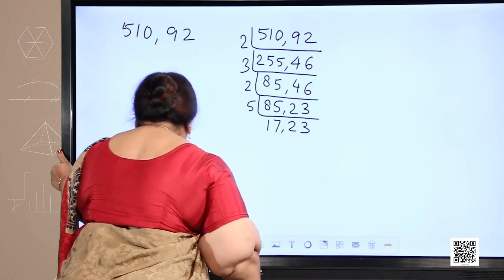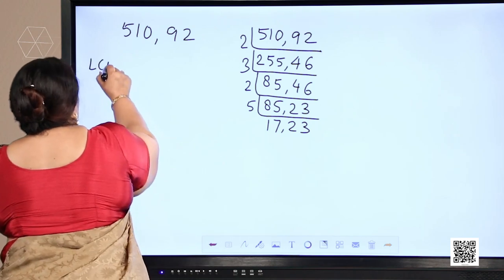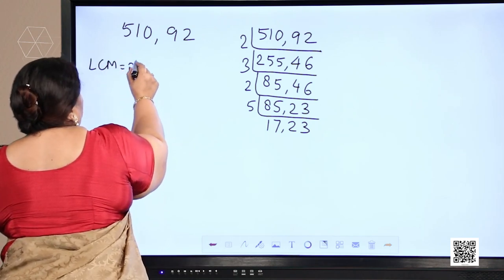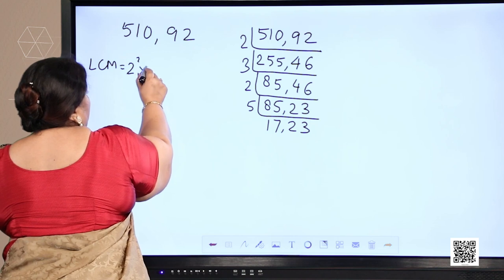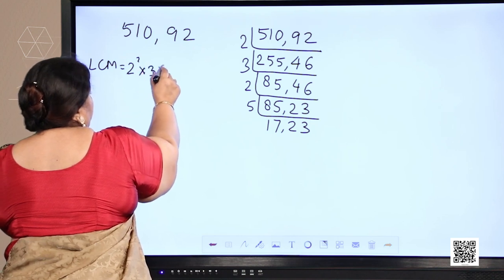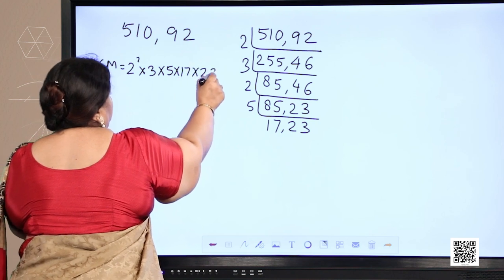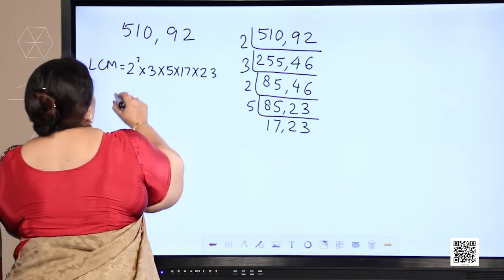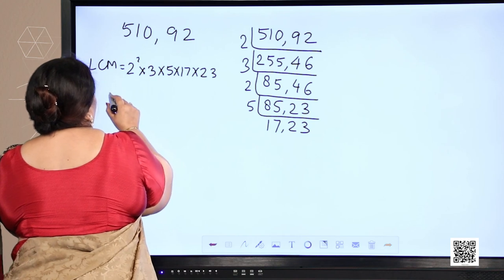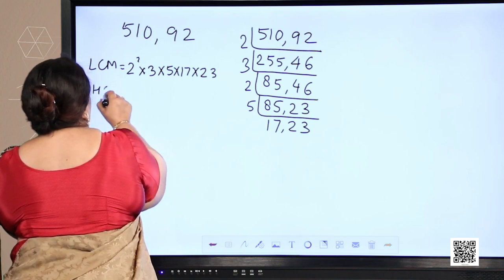Okay, so the LCM here is 2 into 2 and 3 into 5 into 17 into 23. What about the HCF?